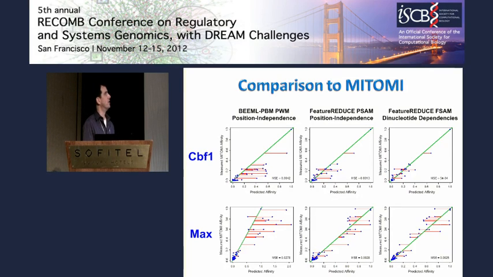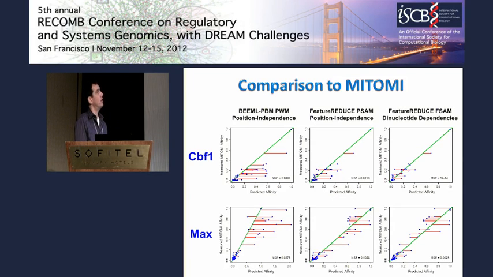Okay? And here we're comparing to BEML-PBM, which is another competing algorithm. And we see, first, these are their predictions, and these are their mean squared errors to the MITOMI measurements. And in this column here, these are the FeatureREDUCE position independence models. And we see that we get a significant improvement in the mean squared errors for both CBF1 and MAX.